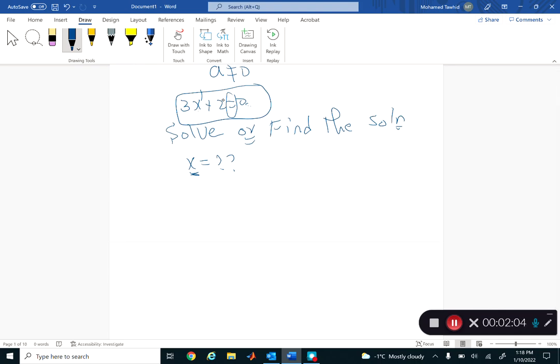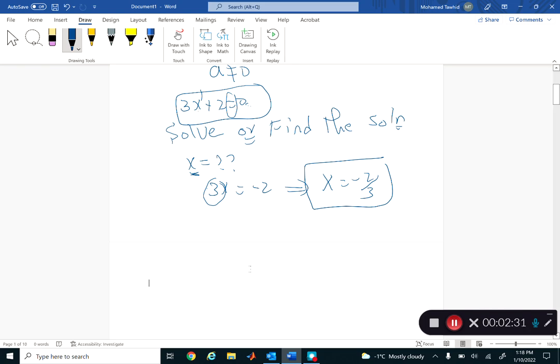How to solve this? Just collect the constant term on the other side, and the term that has x, keep on one side. So here you have 3x. Take 2 to the other side, you get negative 2. And then I need to make the coefficient of x equal to 1, so divide by 3. So what is your x? x equals negative 2 over 3.